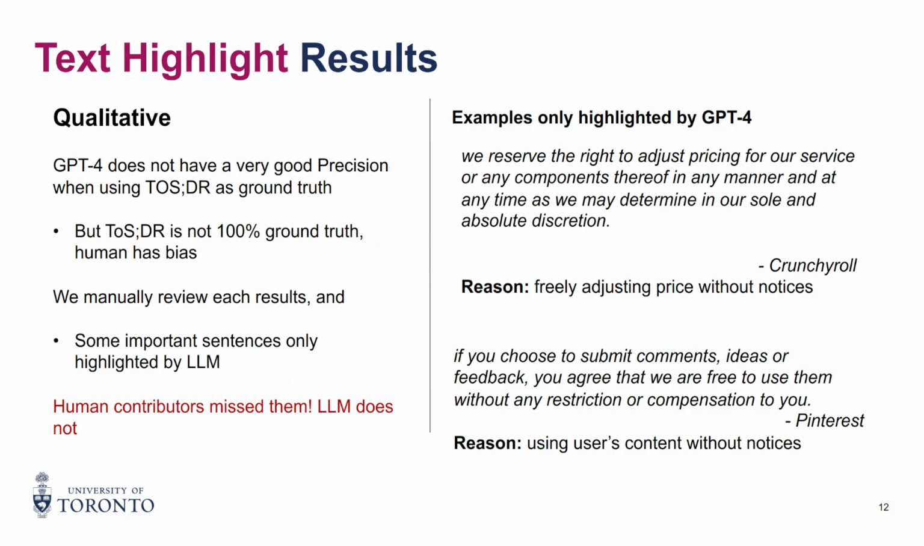However, GPT-4 does not have a really good precision using the website as the ground truth, but the website is not 100% correct since humans have bias. There are some important sentences that were only highlighted by the LLM. For example, the service provider can freely adjust price without notice, or use users' content without notice. These are all considered important using the website's definitions, however, human contributors missed them.